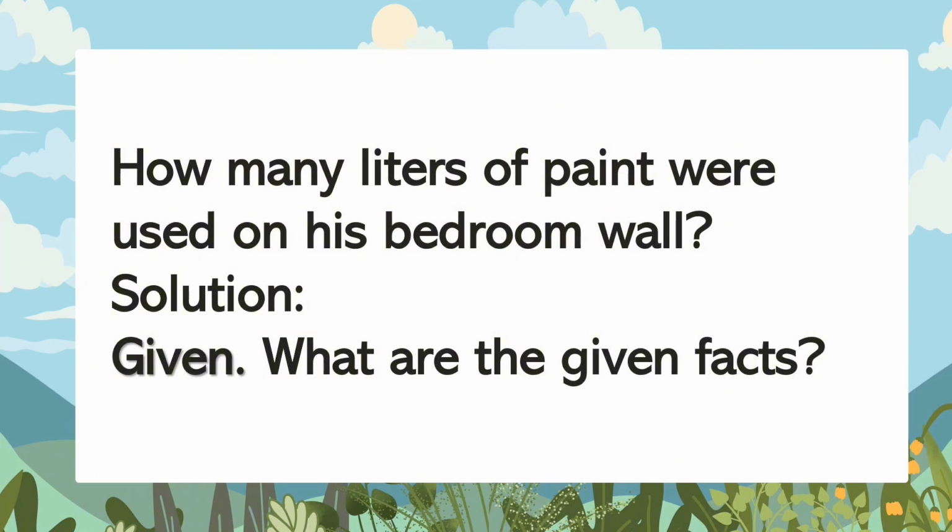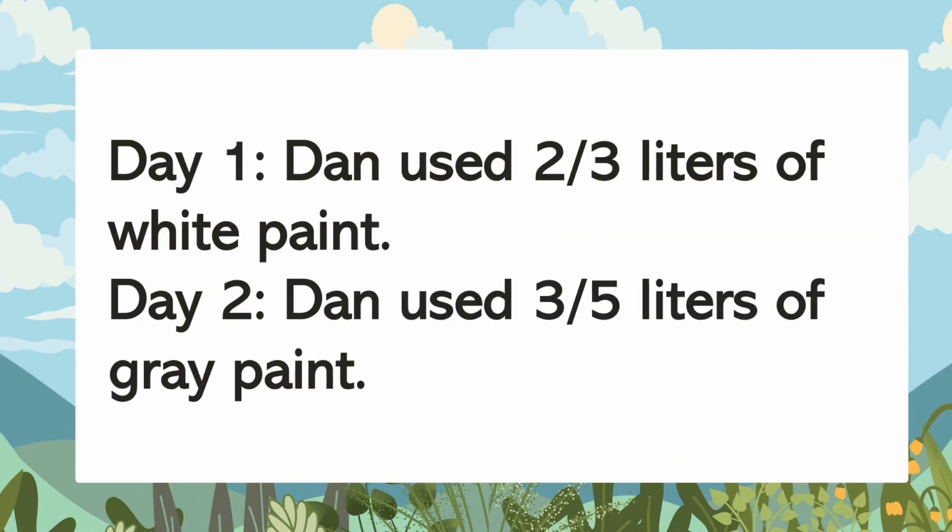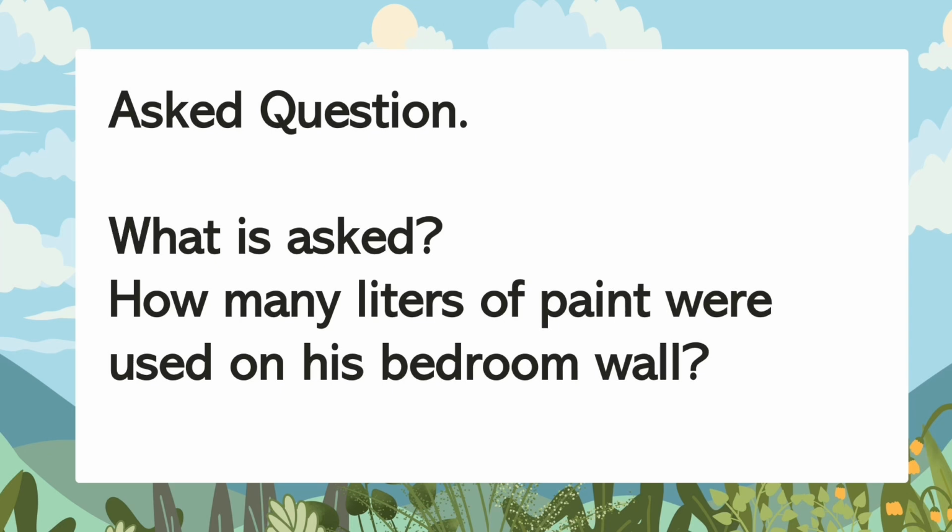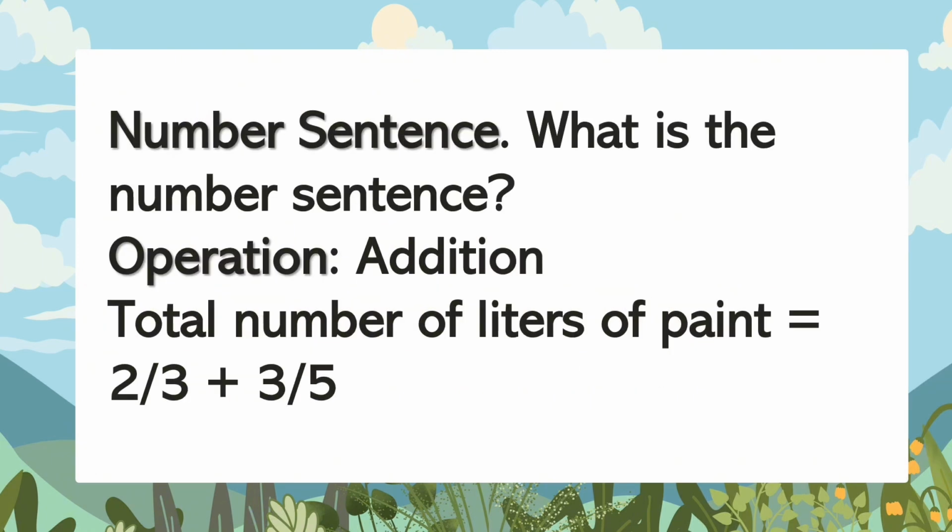Here is our solution to the problem. So the given facts here is on day 1, Dan used 2/3 liters of white paint. And on day 2, Dan used 3/5 liters of gray paint. The asked question is how many liters of paint were used on his bedroom wall? And for number sentence, our operation here is addition. And the total number of liters of paint is 2/3 plus 3/5.